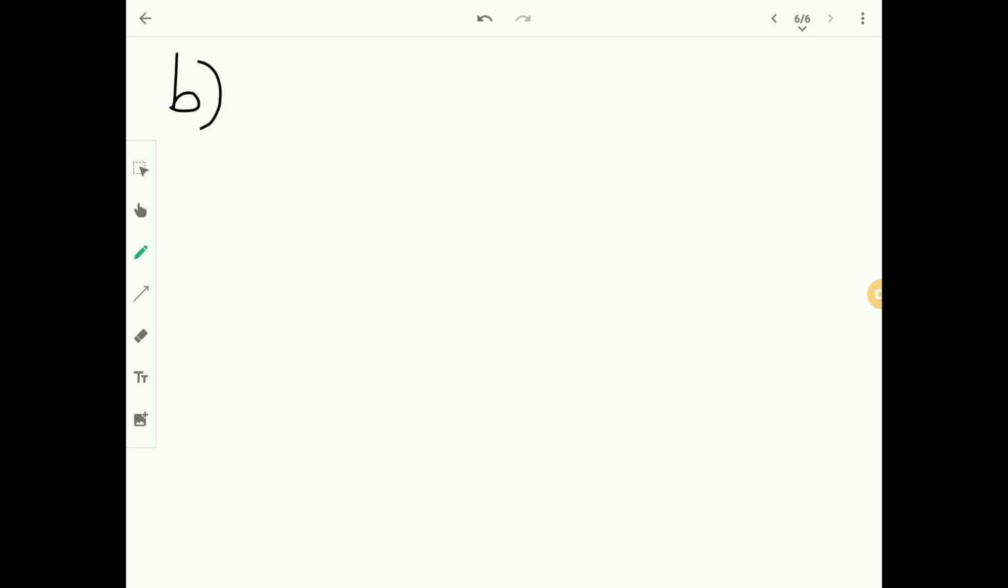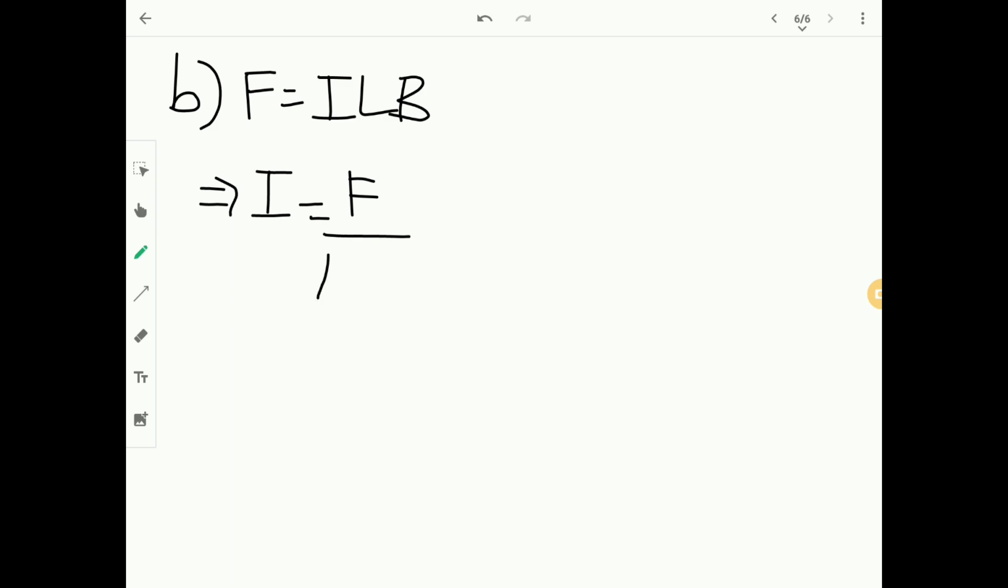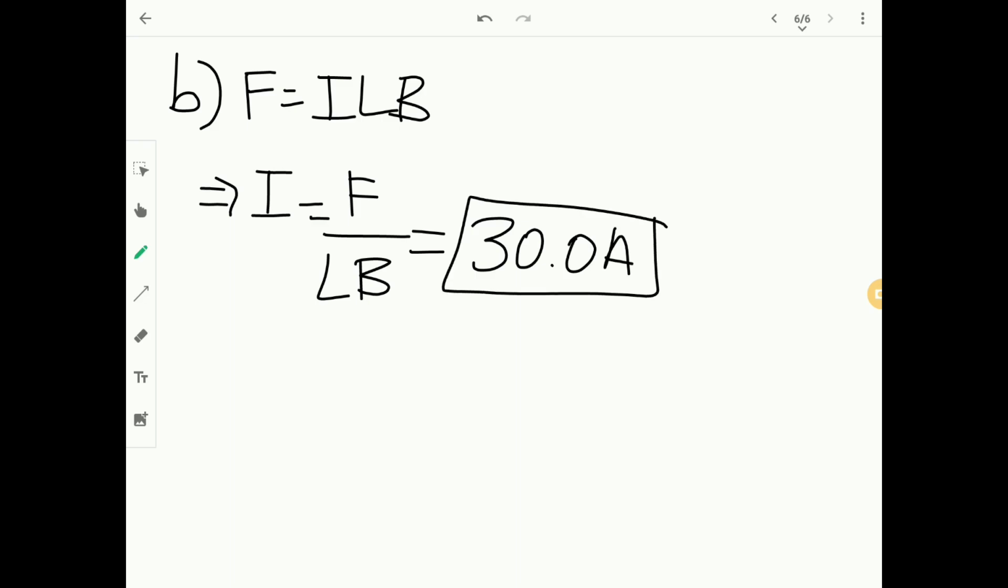Since it's a force on a current in a wire, it's F equals ILB sine theta. Sine theta as usual is 1. We're looking for I, so it's F over LB. When we substitute, we should get 30.0 amperes. So it's a current of 30 amperes that causes a force of that magnitude. Alright, let's move on to the next question.